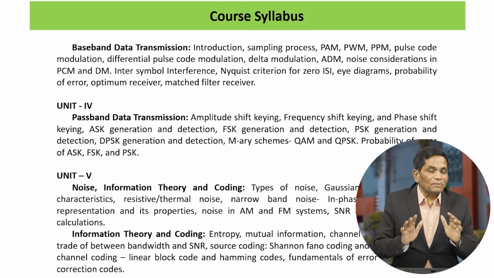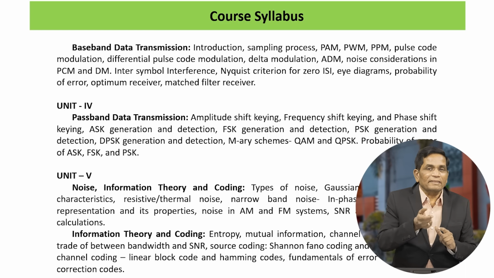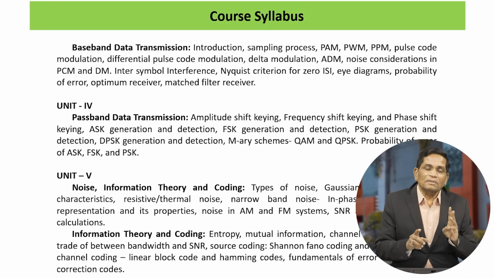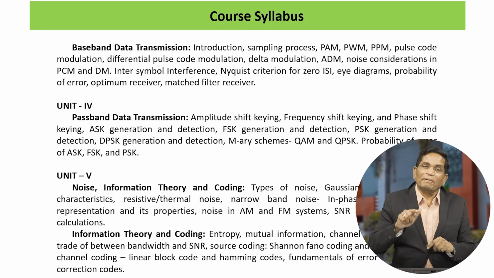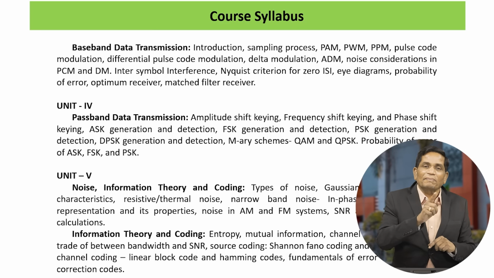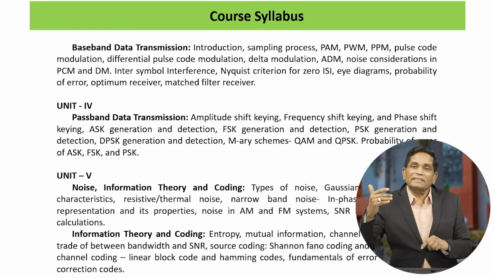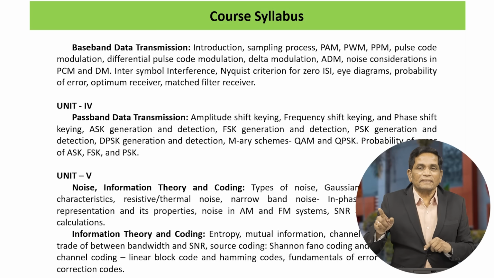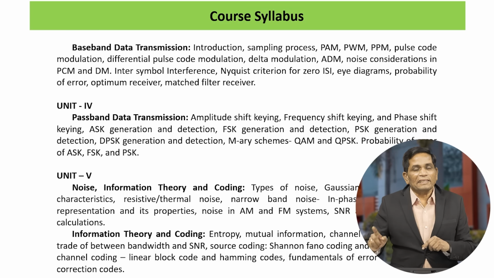So I told you, if you want to transmit the binary data through a cable, it is called baseband data transmission. In baseband, I told you there are 2 types: pulse analog and pulse digital. In pulse analog, 3 methods: PAM, PWM and PPM. Whereas in pulse digital, 4 methods: PCM, DPCM, delta modulation and adaptive delta modulation.